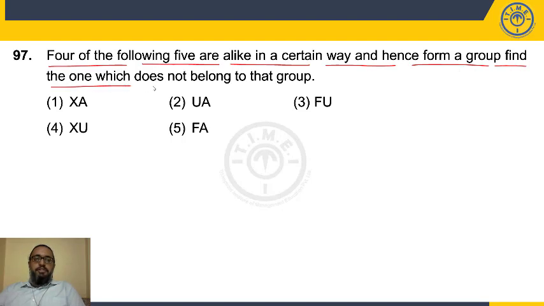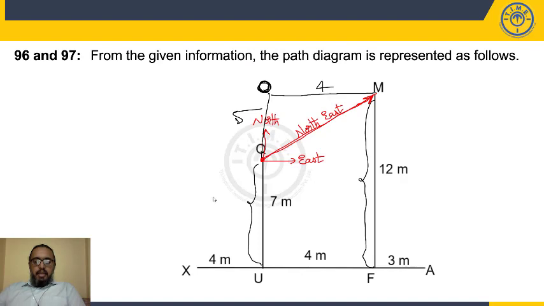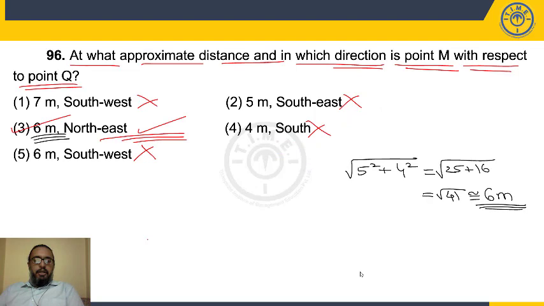Then next, 4 of the following 5 are alike in a certain way and hence form a group. Find the one which does not belong to that group. Okay, XA, UA, FA. Let us see. XA, X is to the west of A. UA, U is also to the west of A. FA, F is also to the west of A. Okay. First point is to the west of second point.